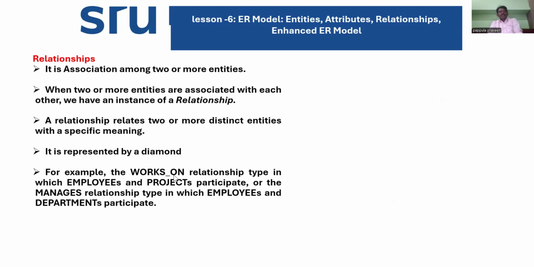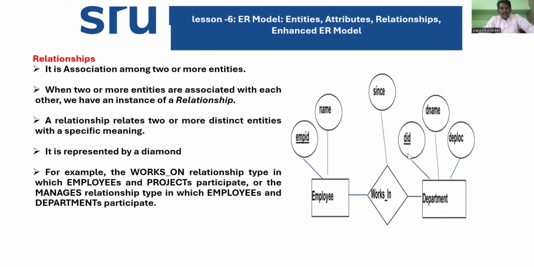A relationship is an association among two entities. Now coming to here, employee works in department. What are the entities here? One is employee, another one is department. What are the attributes of the employee? Employee ID, employee name. And the attributes of the department are department ID, department name, department location. So the relationship between these two entities is simply called works: employee works in department.